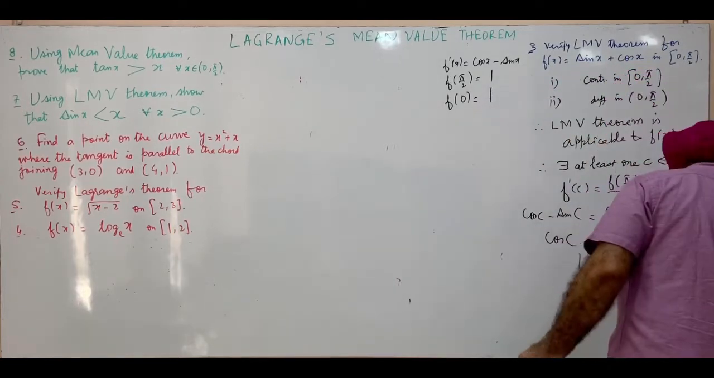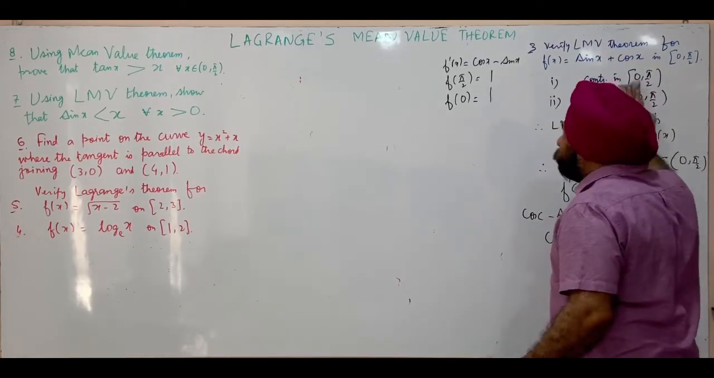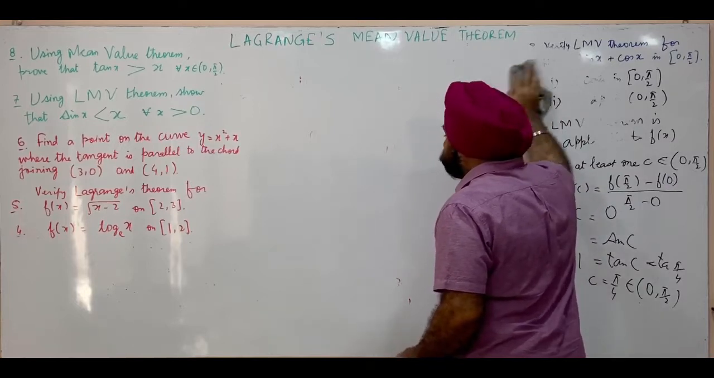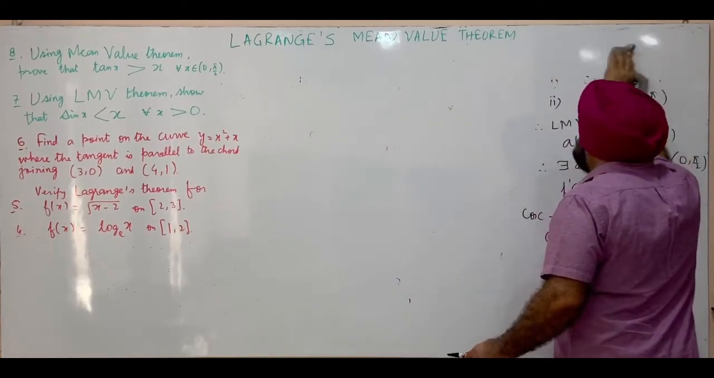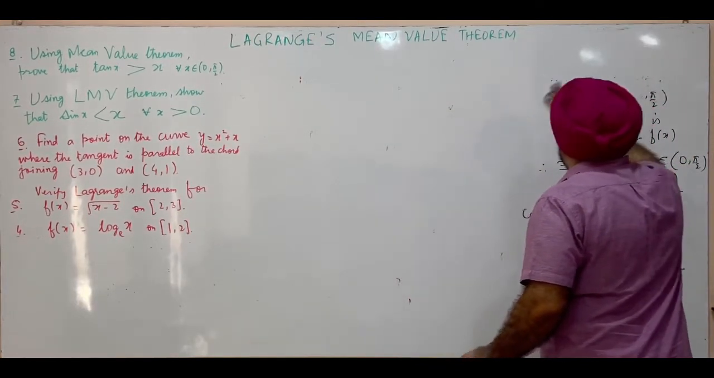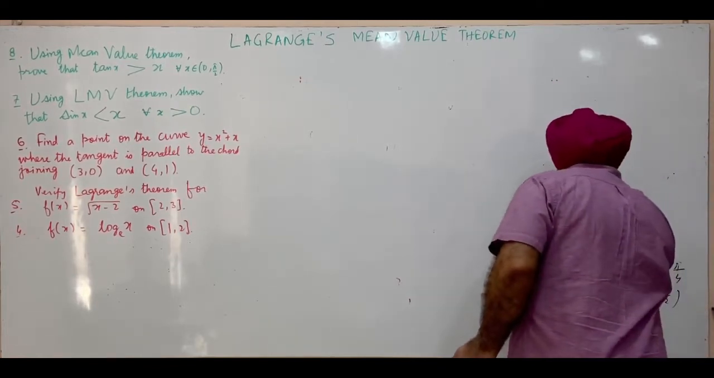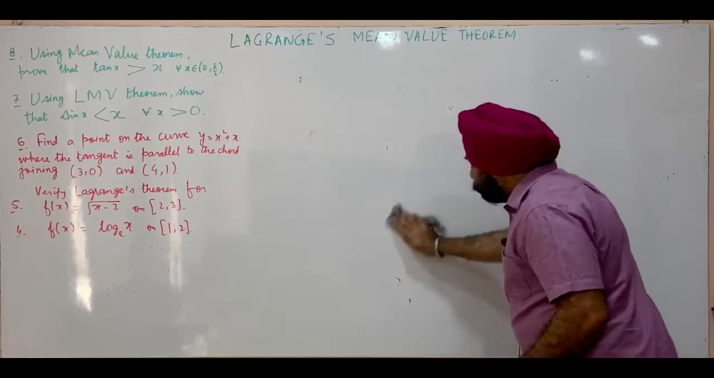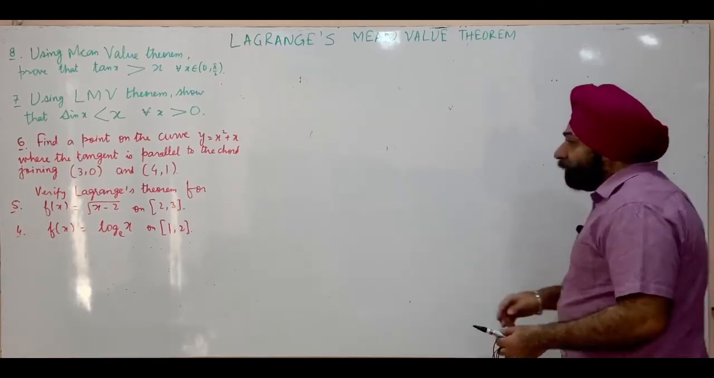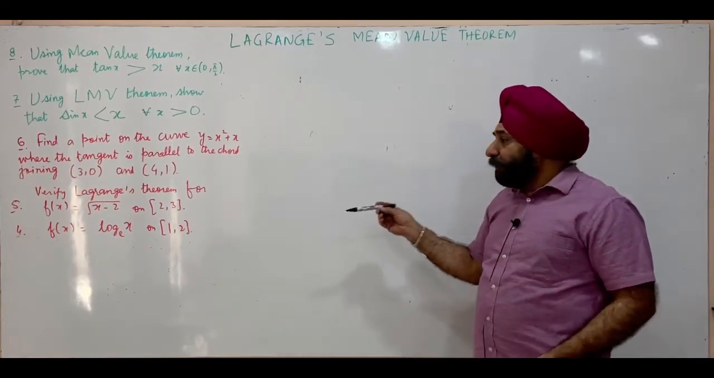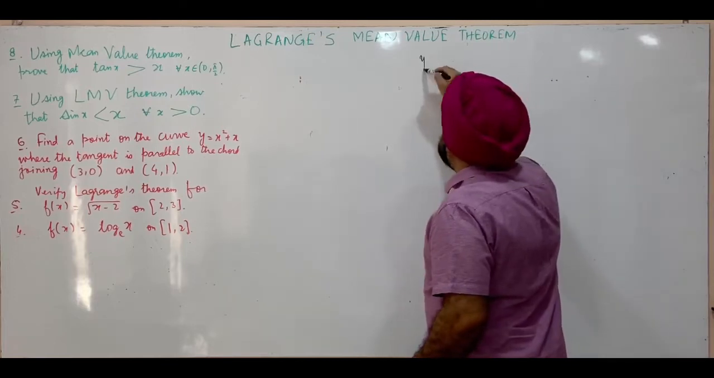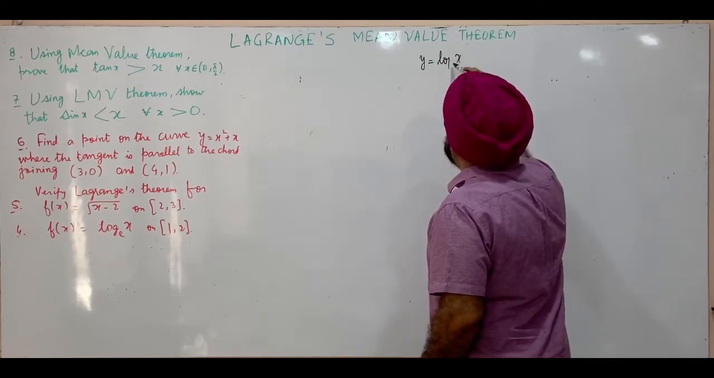The next one: we have log of x to the base e, and the interval is from 1 to 2. So what do we know about the log function? We have to use properties of the function to explain continuity and differentiability. y is equal to log of x to the base e.